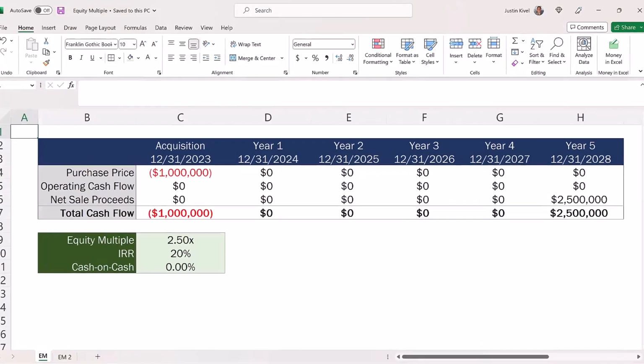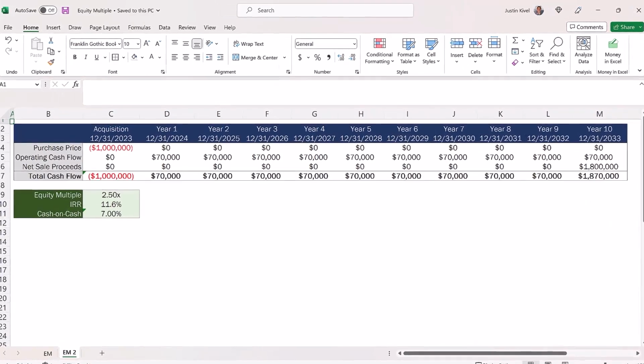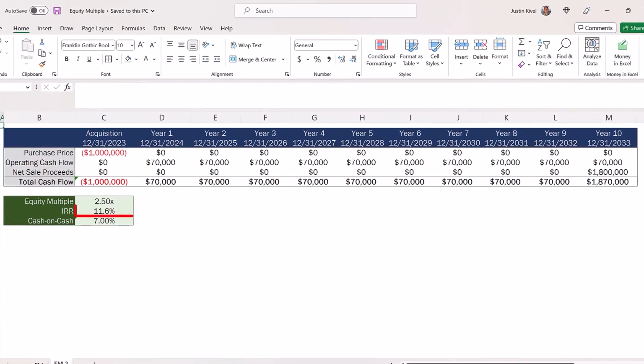This is why context is so important when referring to this metric, since even though the equity multiples on these deals are identical, on the first deal, your IRR ends up being 20% and your cash on cash is going to end up being 0, while on the second deal, your IRR drops to just 11.6%, but your average cash on cash jumps to 7% during the hold.